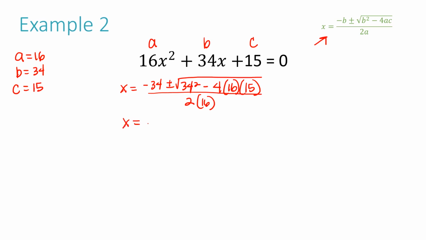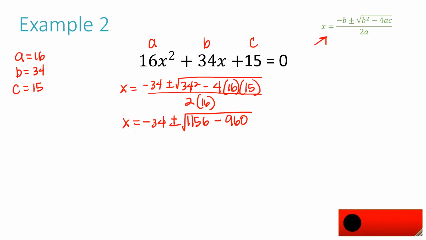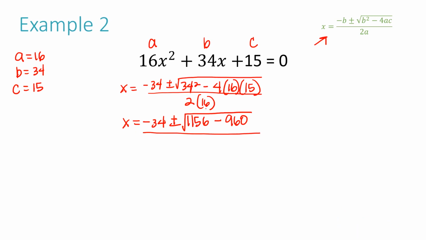Now I'm going to rewrite all of this, but simplify everything I can. I still have my negative 34 plus or minus. Now I need to work out everything on the inside. I have 34 squared, which is the same thing as 1156, minus 4 times 16 times 15 gives you 960. Can't forget to write my square root. Then all of that is over 2 times 16, which equals 32.